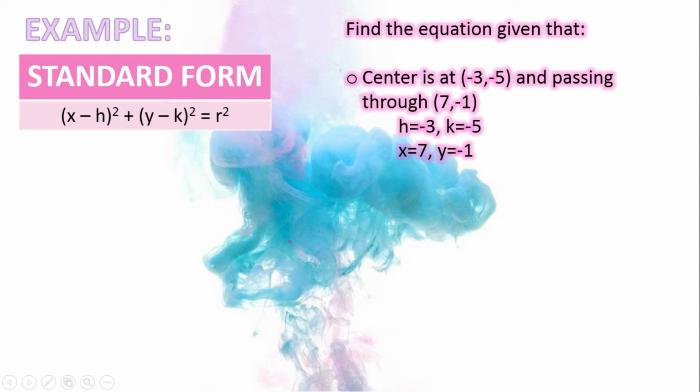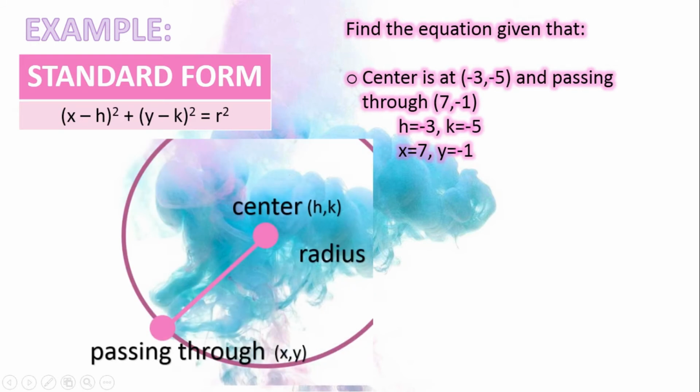So, passing through the x and y. The center is still h and k. h is equal to -3 and k is equal to -5. Here, the passing through point: x is equal to 7 and y is equal to negative 1.